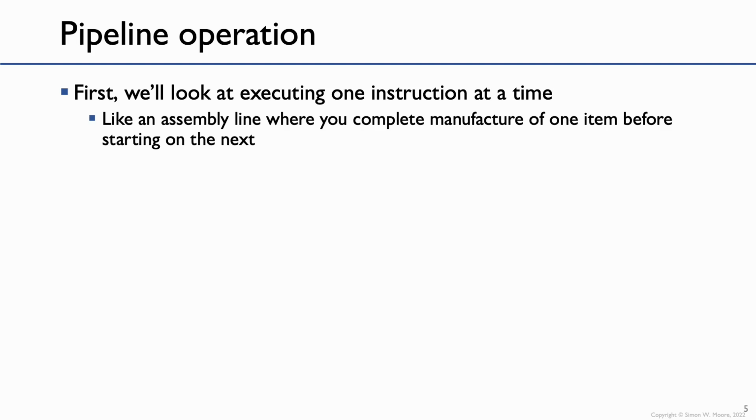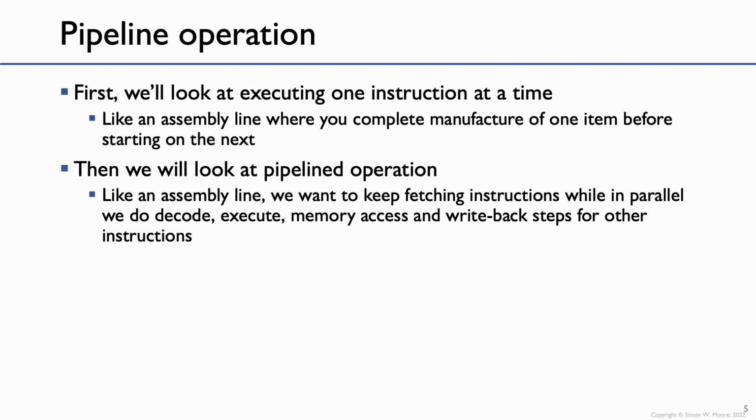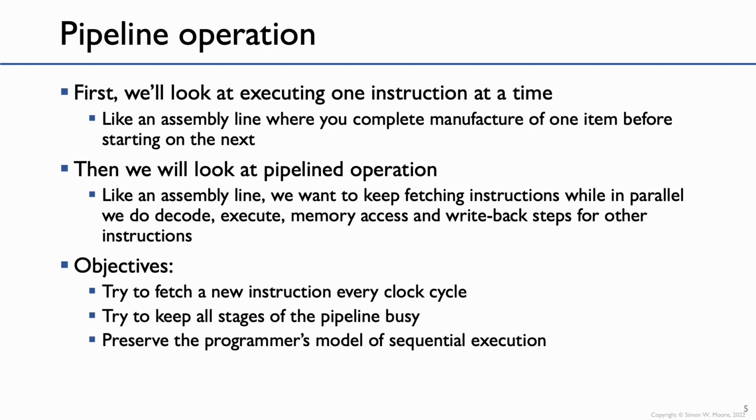So let's think about the pipelining operation. First, we'll look at executing one instruction at a time, like an assembly line where you complete manufacture of one item before you start on the next. Then we'll look at the pipelining operation, and so we want to keep fetching instructions, so we fetch an instruction every cycle whenever possible, while in parallel we do decode, execute, memory access and write back stages for other instructions in our assembly line or in our pipeline. And the objective here is to try to fetch a new instruction every clock cycle, to try to keep all stages of the pipeline busy.